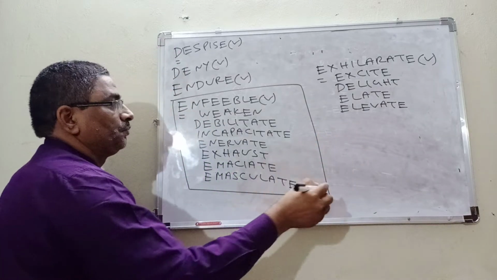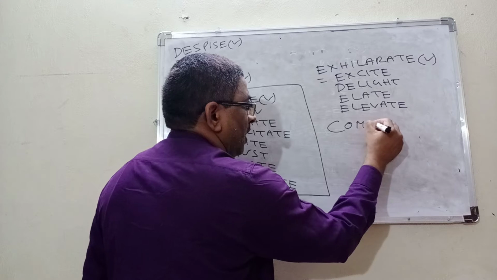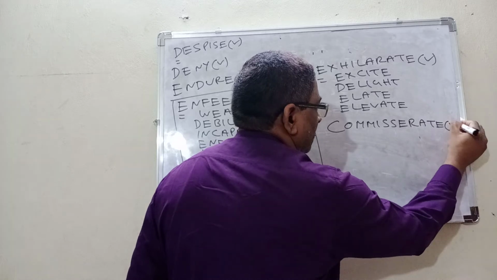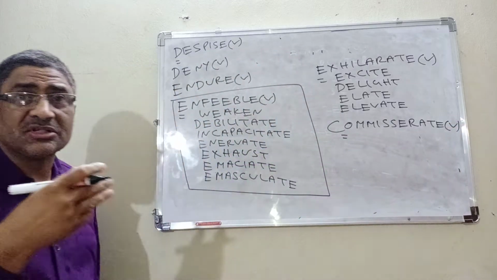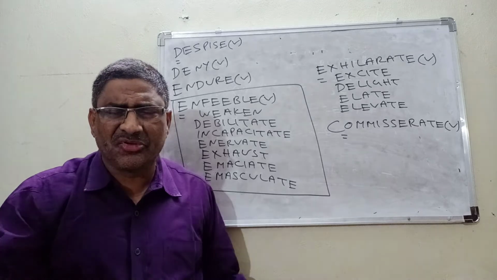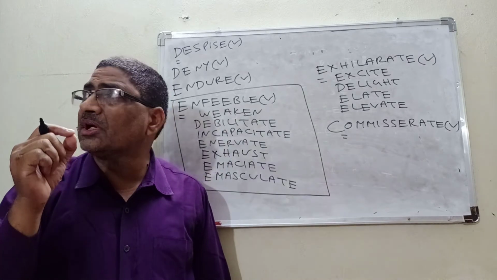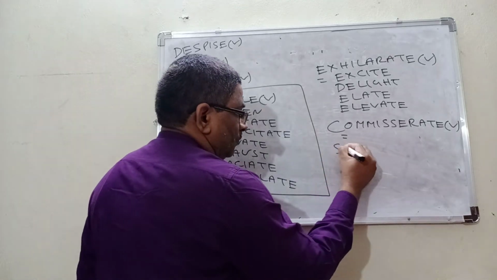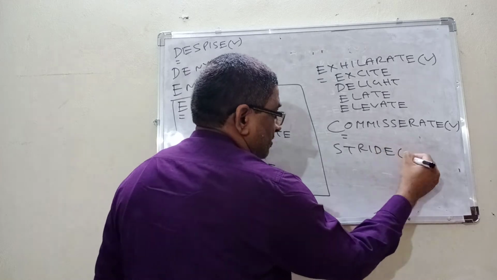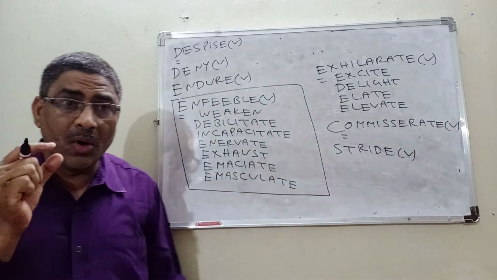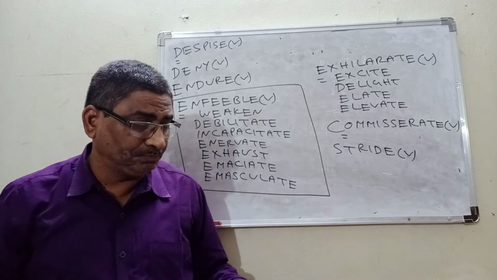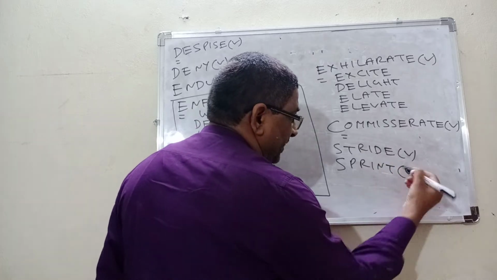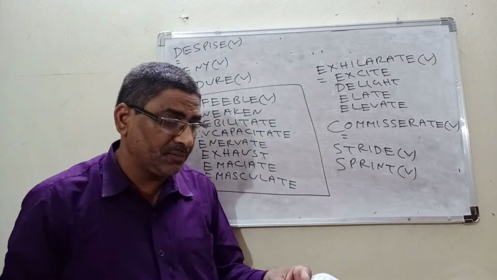Next. Commiserate, C-O-M-M-I-S-E-R-A-T-E. Commiserate means to express sorrow, to express our deep sorrow. That's called commiserate. I deeply commiserate the sudden death of the great personality. S-T-R-I-D-E, stride. He's striding to walk with long steps. That's called stride. And S-P-R-I-N-T, sprint, to run very fast. That's called sprint.